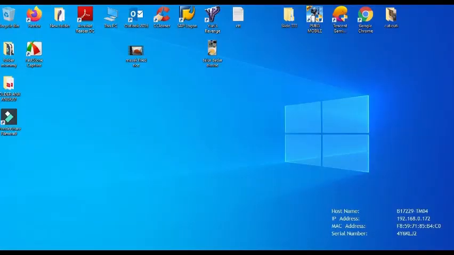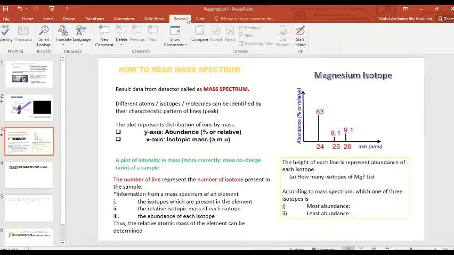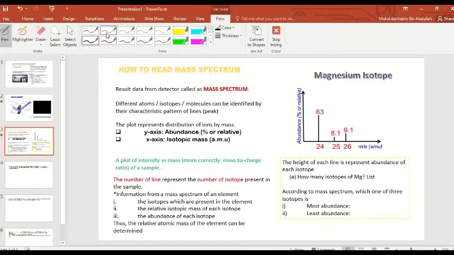Okay, so kita tengok tadi, sorry. So kita ada 24 magnesium, and then kita ada 25 magnesium, and then kita ada 26 magnesium. Okay, so kita ada 3 jenis isotop, so 3 lah jawapan dekat sini.